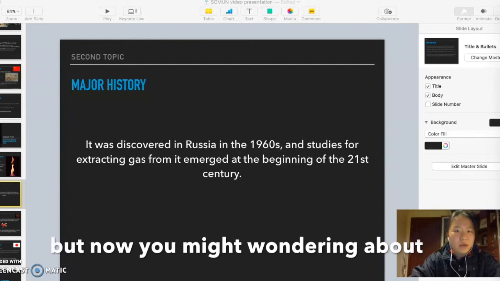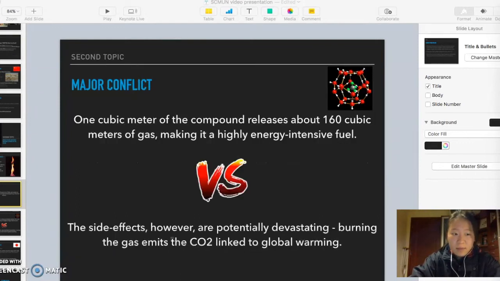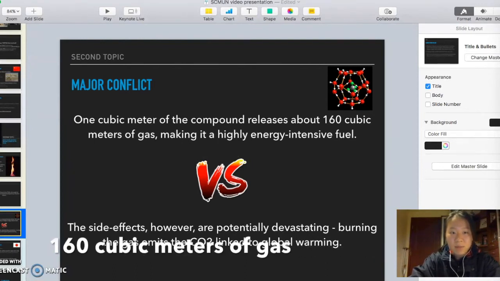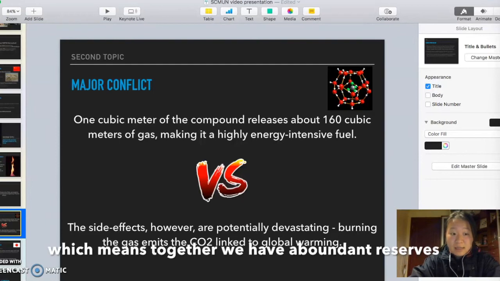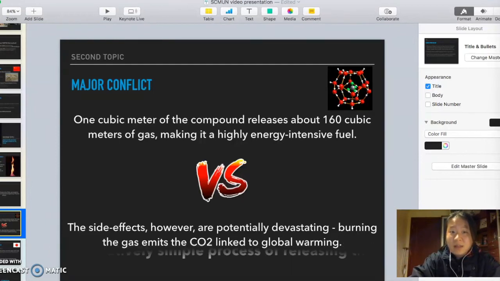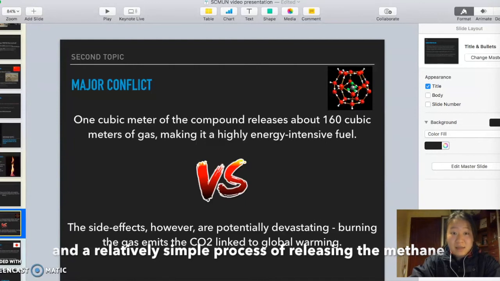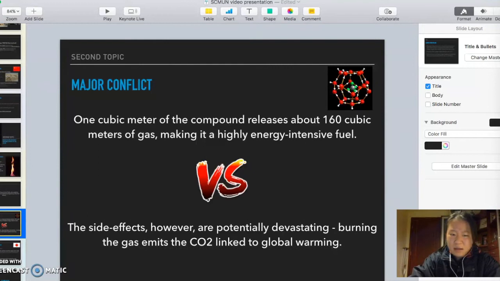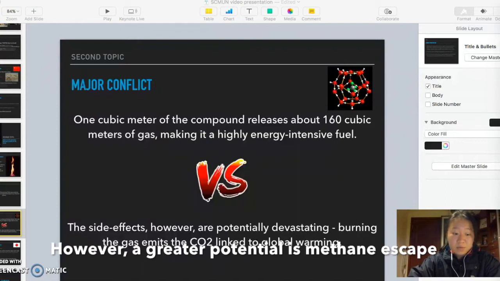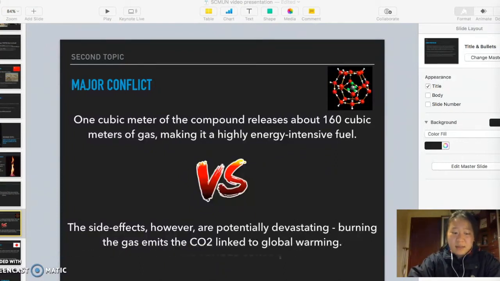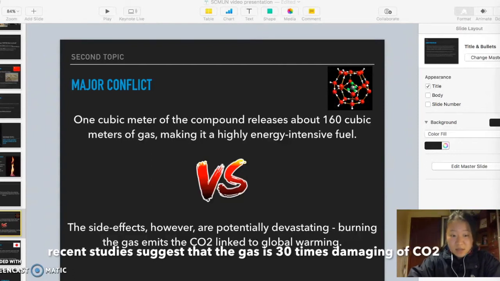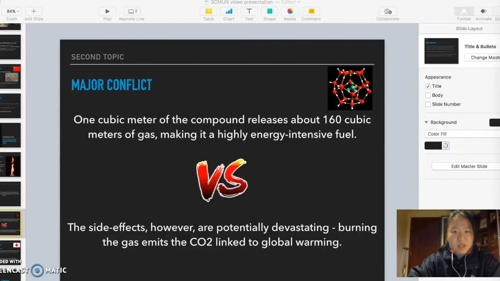But now you might be wondering, why do we have to exploit it? Because 1 cubic meter of the compound releases about 160 cubic meters of gas, which means, together with abundant reserves and a relatively simple process of releasing the methane, a number of governments are getting increasingly excited about this massive potential source of energy. However, a greater potential threat is methane escape, and escaping methane has serious consequences for global warming. Recent studies suggest that the gas is 30 times more damaging than CO2.